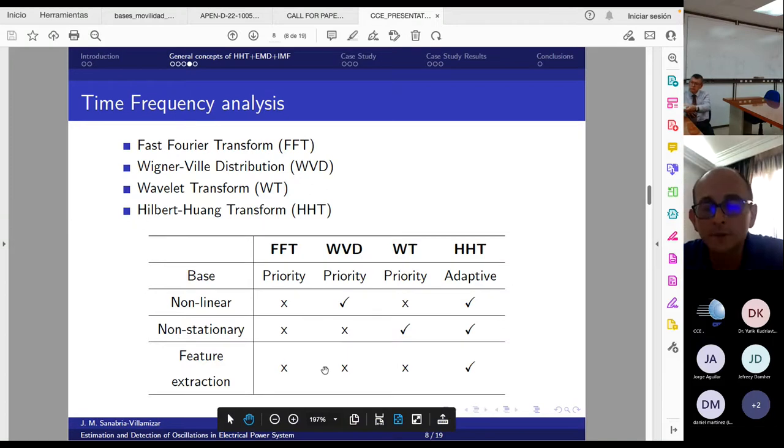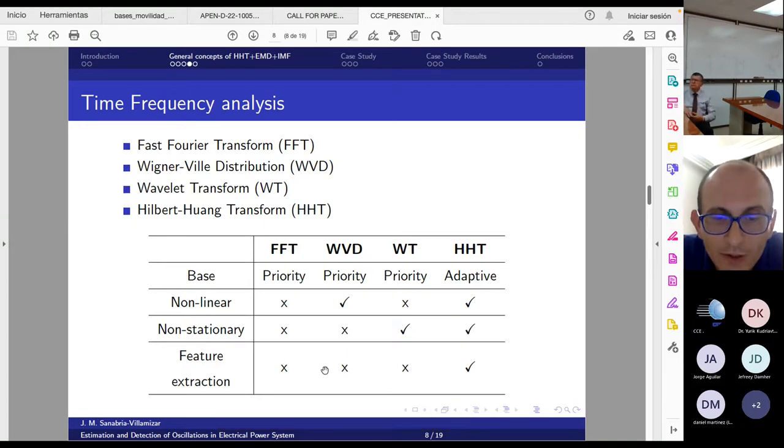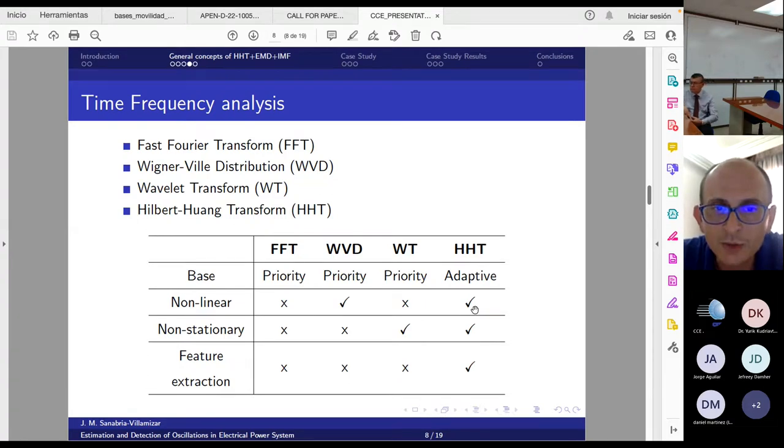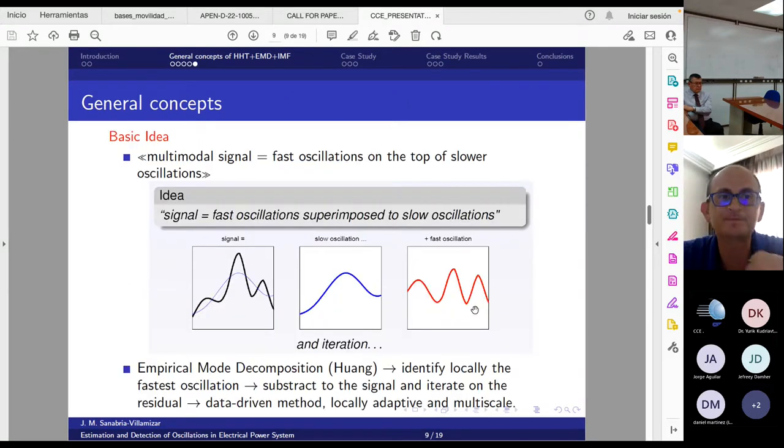And when our goal is feature extraction, the best method is HHT, because it's the best method when the application is this kind of signals, to try to see different frequencies, especially when the frequencies are close. As I said before, when we have, for example, 60 hertz, 62 hertz, 58 hertz, it's difficult to discover these frequencies with the fast Fourier transform. But with HHT, it's possible to discover these close tones or close frequencies.